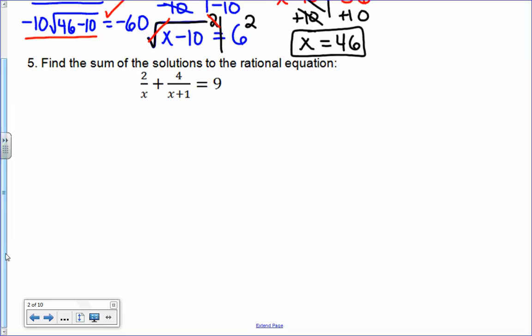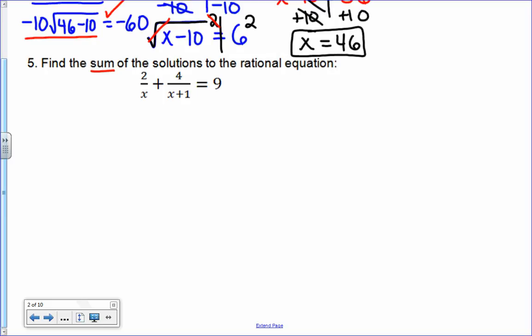All right, let's go to 5. 5's kind of a difficult question, because you're going to have to solve a rational equation, but you have to do something with the solutions. It says find the sum of the solutions. What this is telling me is there's probably two solutions. If you remember back to solving rationals, a lot of times in the end, we had to solve a quadratic, and usually a quadratic has two solutions.